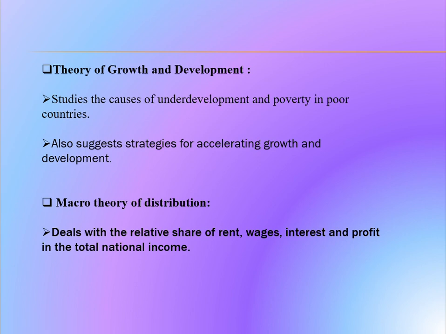That is, land earns the rent, labor earns the wages, capital earns the interest, and obviously the entrepreneur gets the profit. The income of all these factors, that is rent, wages, interest, and profit respectively, is calculated in the national income, and their share is calculated in the total national income. So macro theory of distribution is concerned with the income earned by all the factors of production.